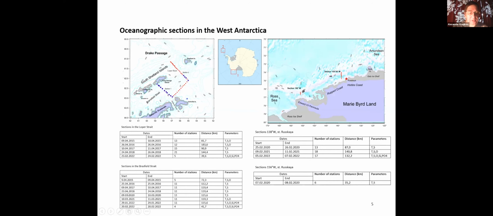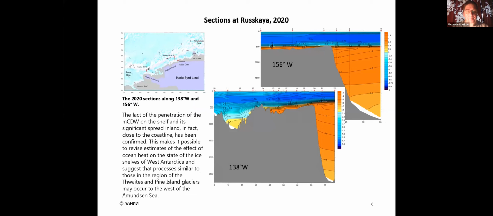In Bransfield Strait, you see we already made 8 sections, so we can have some comparison and some time realization of temperature and salinity in time. For the sections near Russkaya Station, we found the penetration of the modified circumpolar deep water to the shelf. You see it from these 2 pictures for 2 sections in different areas near Marie Byrd Land.